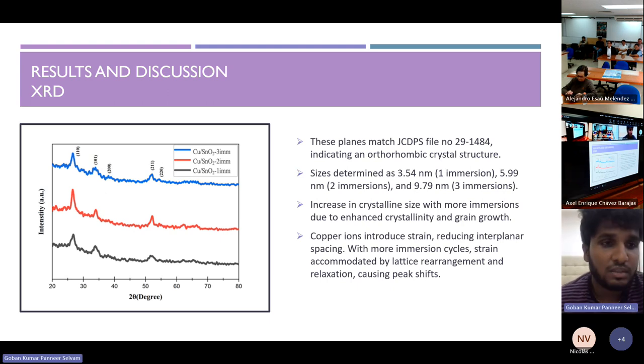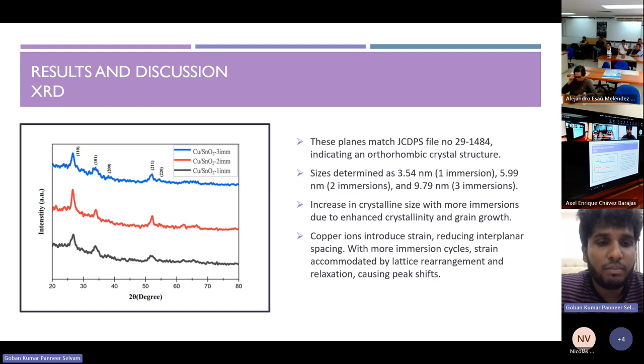These are the results and discussion. XRD: for the tin oxide thin film with one immersion and two immersions, there is no crystalline growth. You can see there is no good, strong peak, but the third immersion has good prominent peaks, where the prominent peaks are 110, 101, and 211.